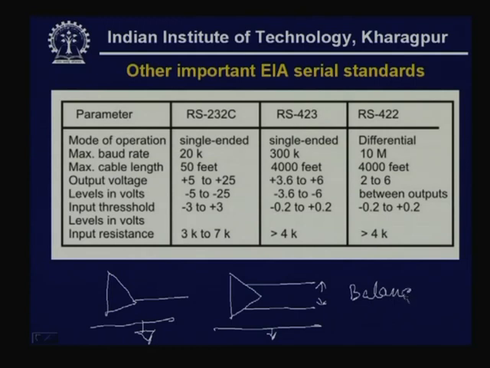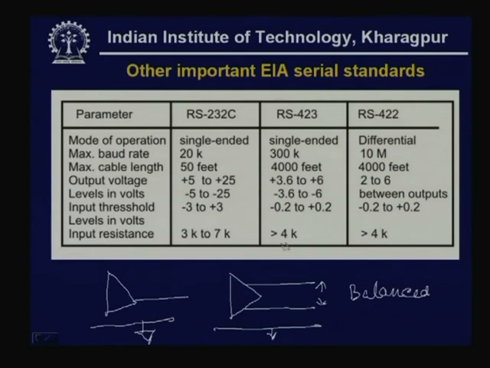This helps to reduce the noise, because noise passes equally through both signal wires. As a result, whenever you use unbalanced or single ended communication, the noise immunity is much less compared to the balanced mode of communication. Here, because of higher data rate and longer distance, this balanced mode of communication is necessary. So the input threshold is minus 3 to plus 3 for RS-232C, and here the threshold is much less, minus 0.2 to plus 0.2, and the same is true for RS-422. So, these are the input resistances.